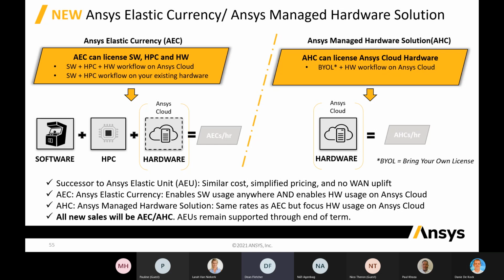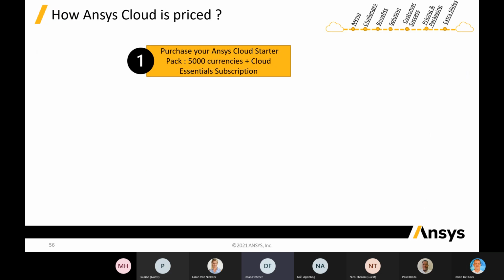There's also a second flavor of Elastic Currency. It would make far more sense if it was called hardware currency, but marketing have seen fit to call it managed hardware solution. I don't know why. But if you are happy with your software estate, if you're happy with your HPC estate and you believe that will service all of your requirements, you can buy a second flavor. Let's just call it hardware currency, where it can only be used for hardware. Okay, so high level, guys, high level. There's 2 products. There's the cloud subscription, and then there's the Elastic Currency, or if you're only using hardware, the hardware currency, and it will service all of your requirements.